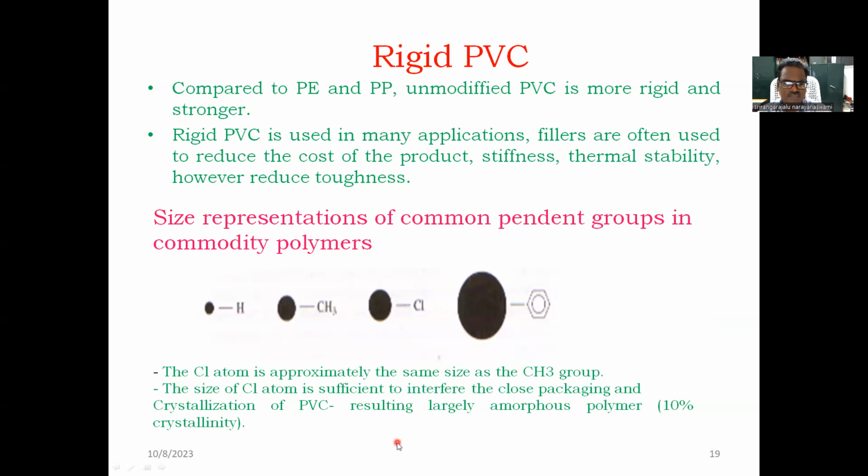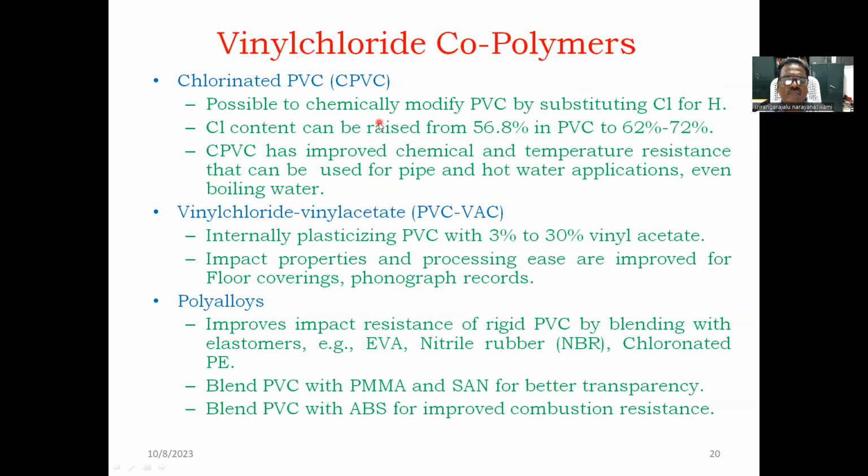about 10% crystallinity. Vinyl chloride copolymers, chlorinated PVC, CPVC: it is possible to chemically modify PVC by substituting chlorine for hydrogen. The chlorine content can be raised from 56.8% in PVC to 62 to 72%. The CPVC has improved chemical and temperature resistance and can be used for pipe and hot water applications, even boiling water.